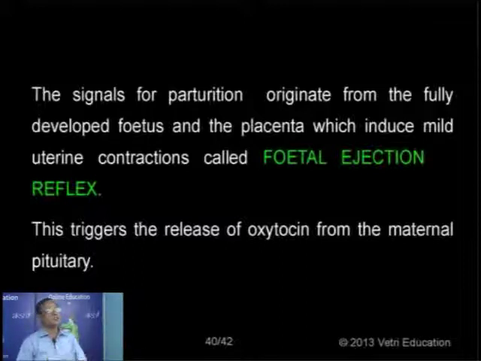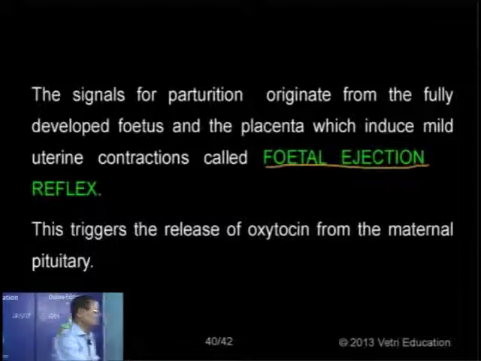They stimulate the contractions, and that reflex activity is called the fetal ejection reflex. The reflex action brought about by the embryo and the placenta to bring about the contractions of the uterine wall responsible for the birth of the baby is called the fetal ejection reflex.